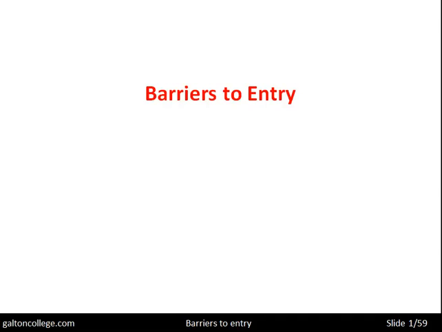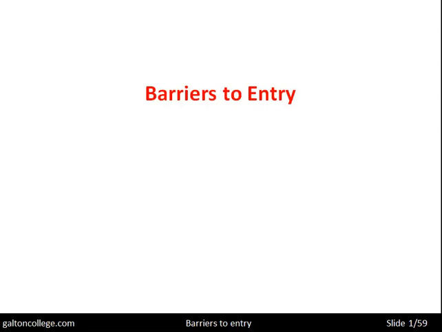In this video we want to talk about barriers to entry. What we mean by barriers to entry can be described as a situation where, let's say, a new business wishes to enter a particular market, wishes to sell a product in an existing market, but where there are existing firms, existing producers producing similar products.